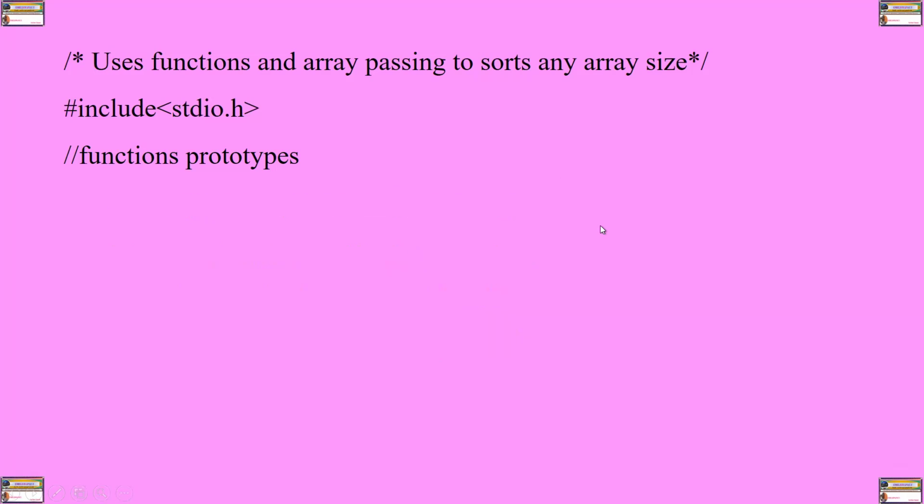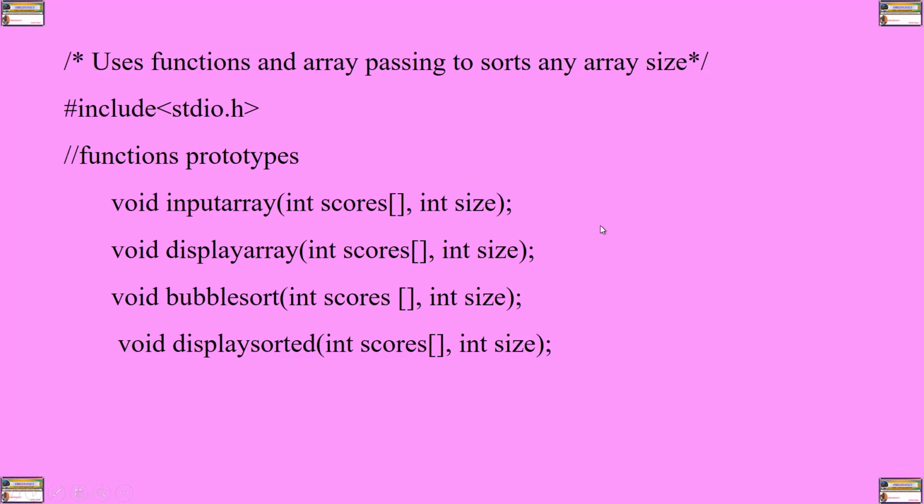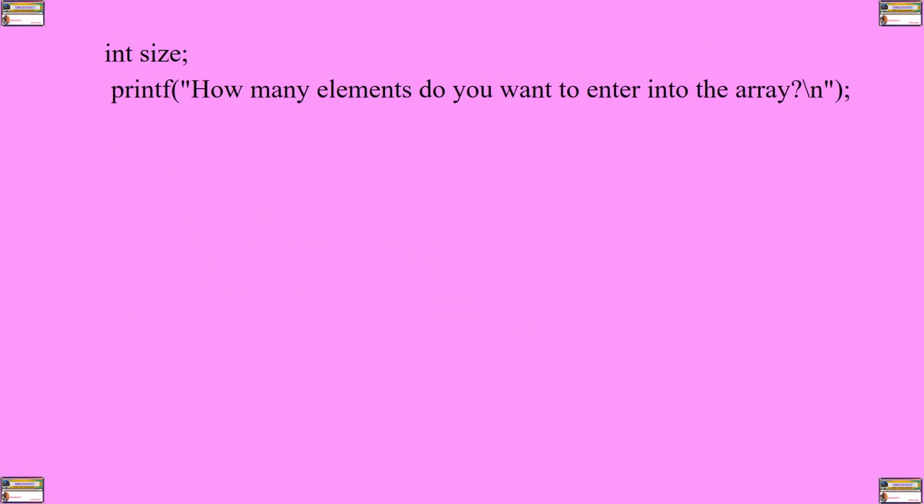So once you do the prototypes, you have declared the functions. We go to the main. Under the main, we are declaring a memory location called size. The memory location's name is size, and it is going to hold values of type integer. The statement to be displayed on the screen is: how many elements do you want to enter in the array? You allow the user to specify the number of elements, and that value is going to be stored in the memory location called size.